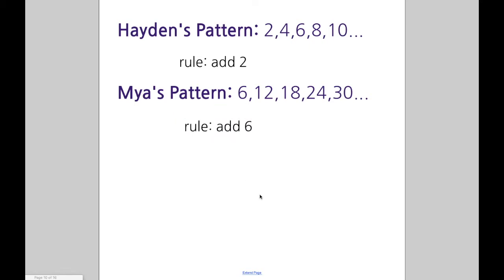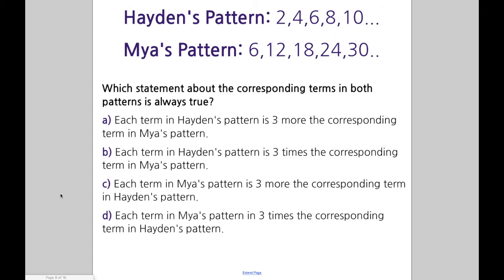When I look at the corresponding terms from Hayden's pattern to Maya's pattern, overall I can see that the numbers within Maya's pattern are larger. So let's remember that when we go back to our answer choices. Each answer choice begins with either talking about Hayden's pattern being 3 more or 3 times Maya's, or it talks about Maya's pattern being 3 more or 3 times Hayden's. So we already looked at our patterns and we determined that Maya's pattern is the one with the larger numbers.